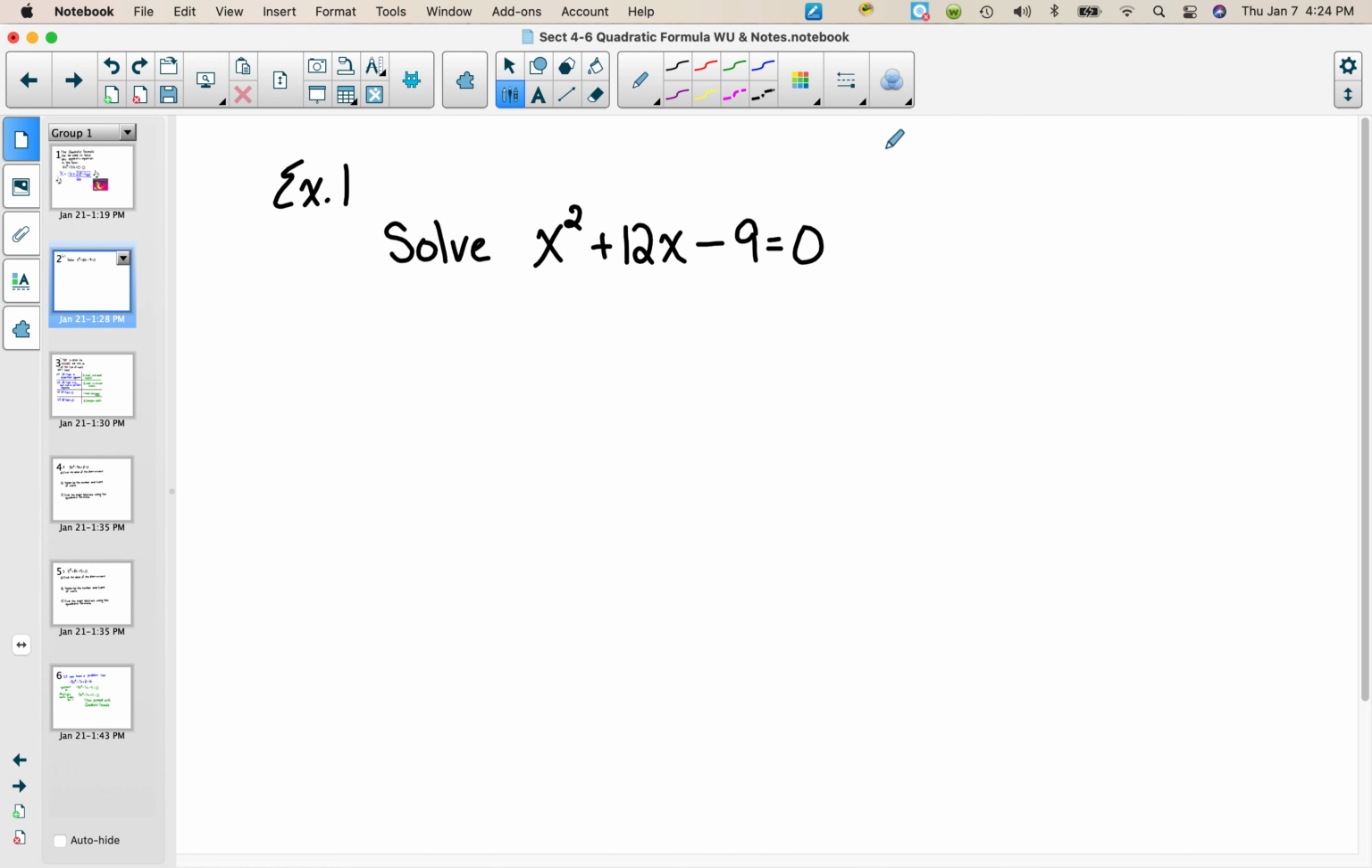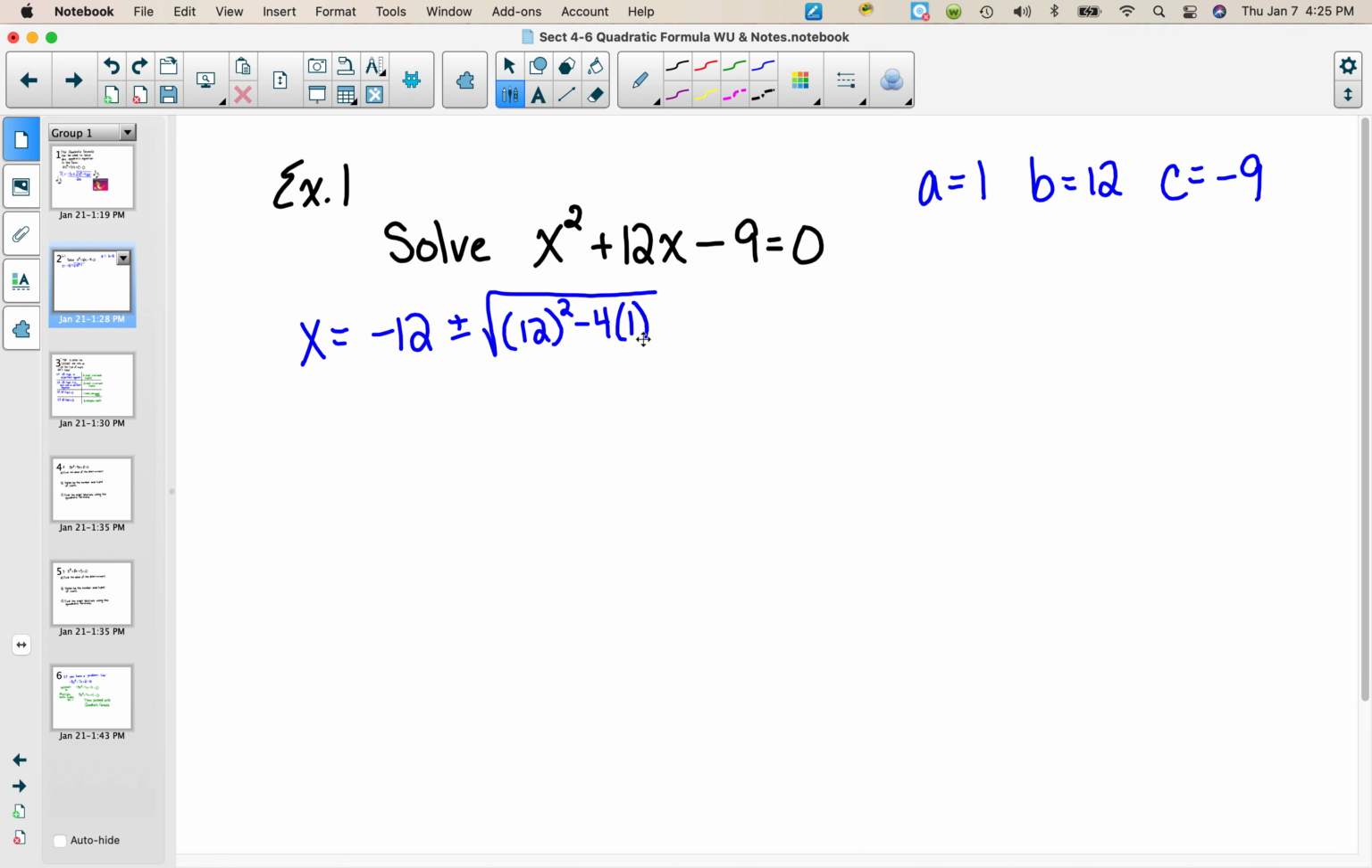So let's solve the equation x squared plus 12x minus 9 equals 0. You have to identify the a, b, and c. So a is 1, b is 12, and c is negative 9. So we have x equals, the opposite of b would be negative 12, plus or minus square root b squared minus 4 times a times c all over 2 times a.